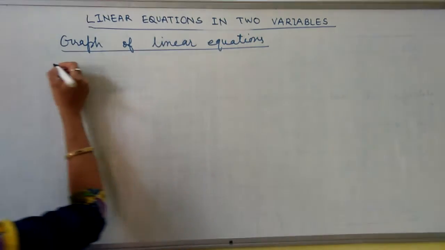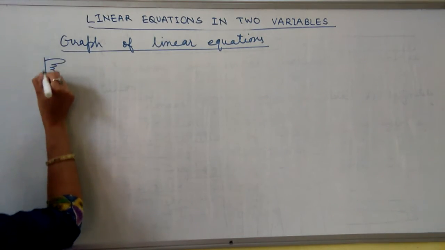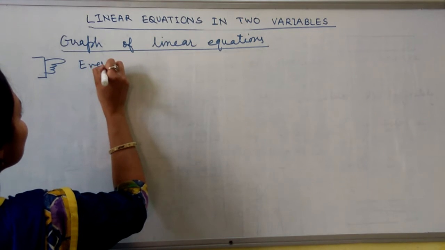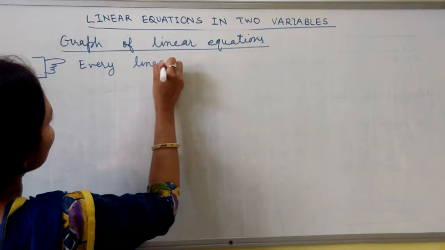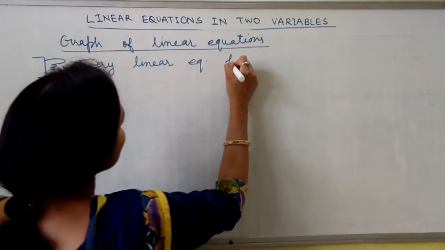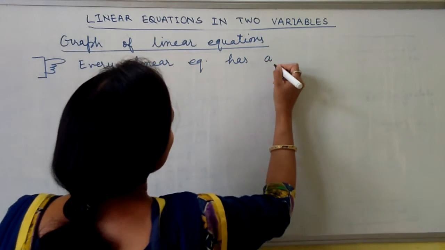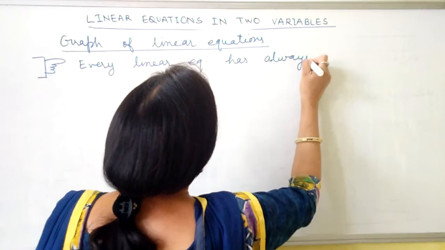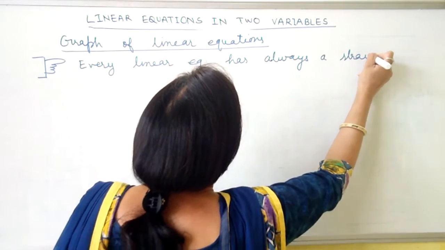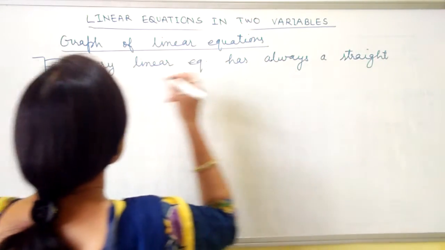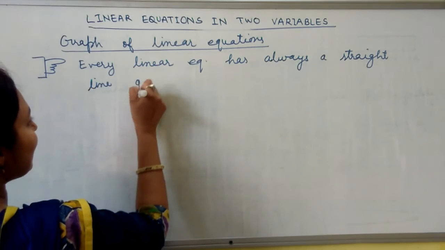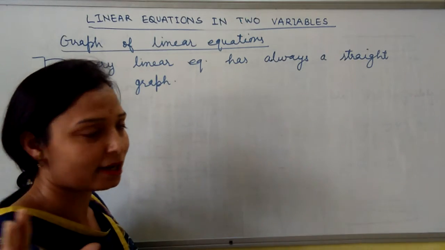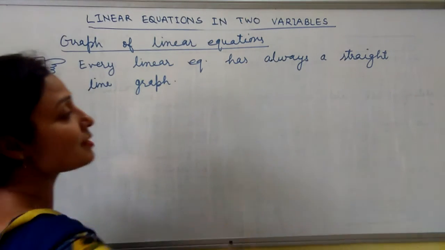One important thing which you want to learn about this is that every linear equation has a straight line graph. Always a straight line graph. Okay, every linear equation always has a straight line graph. So their graph is always a straight line.